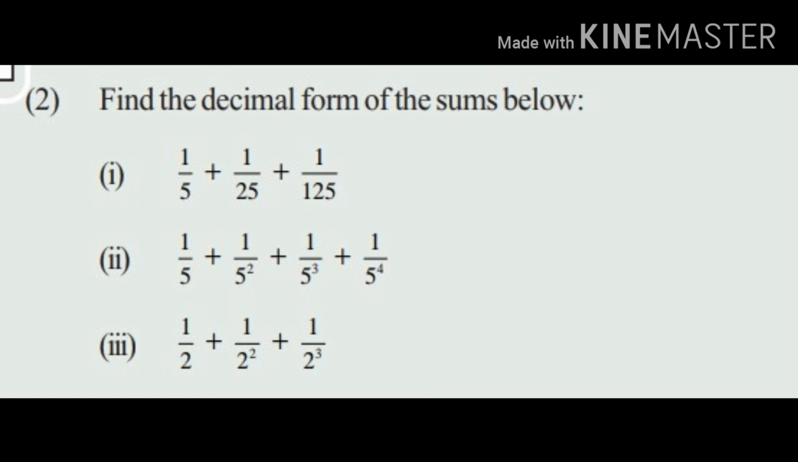Three sub questions are there, and sums of fractions are given. We need to find the decimal form of these sums. It is not in a direct way. First of all, we need to convert all the denominators into powers of 10. After that we need to find the decimal form. Let's start from the first question.